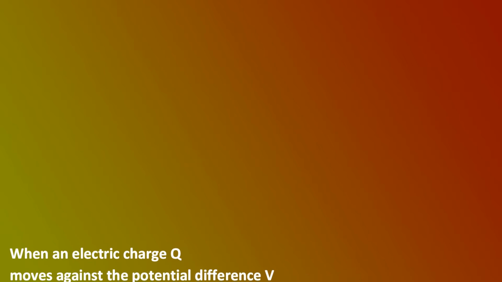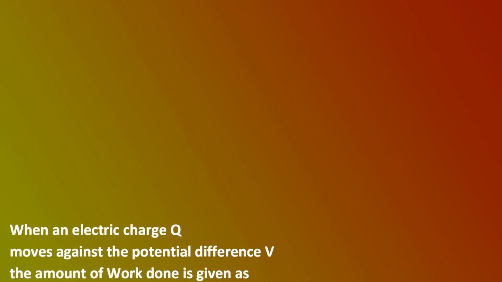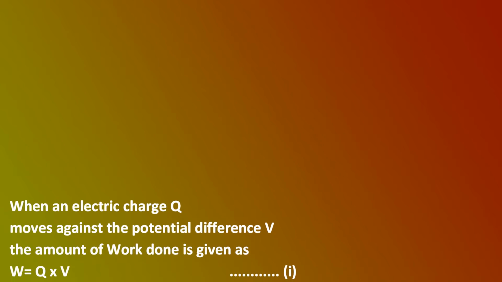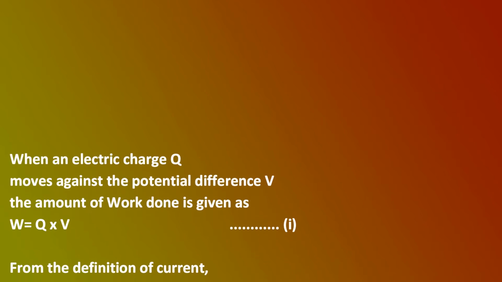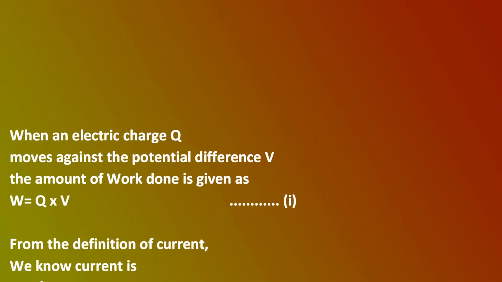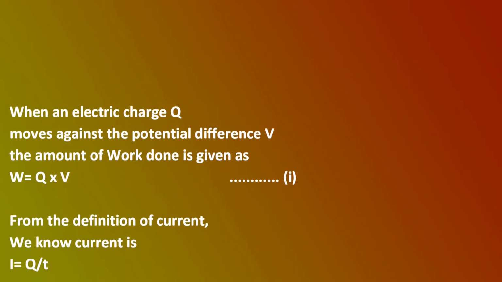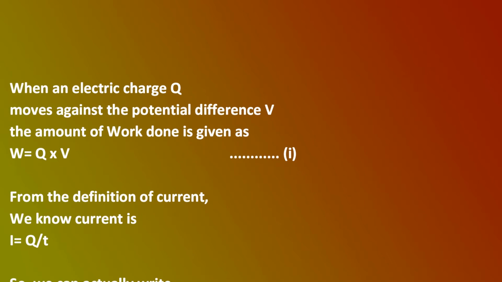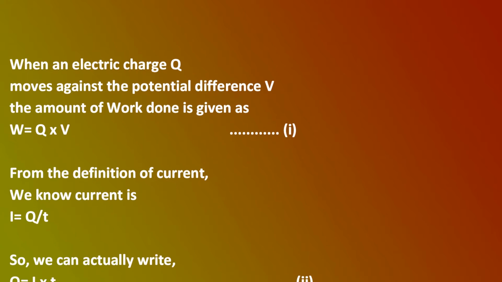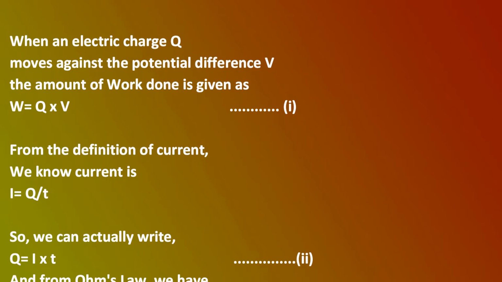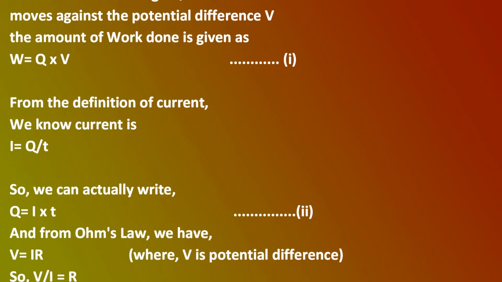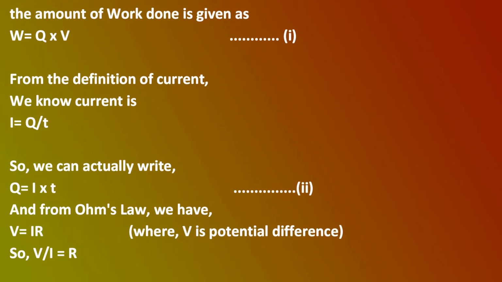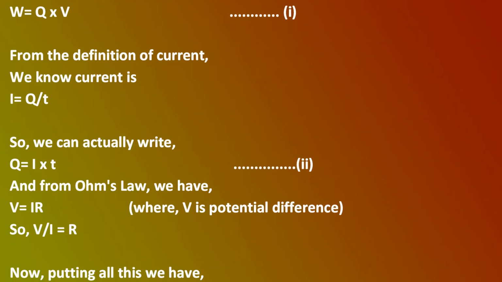Now, when an electric charge Q moves against a potential difference V, the amount of work done is given as W = Q × V. From the definition of current, we know current I = Q/t. So, we can write Q = I × t. And from Ohm's law, we have V = IR, where V is the potential difference. So, V/I = R.